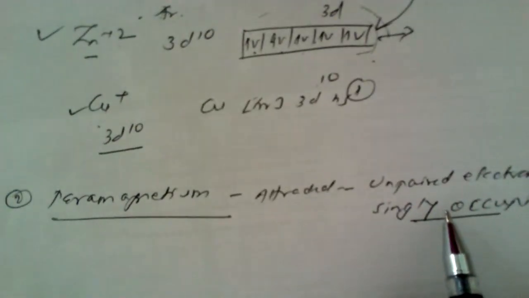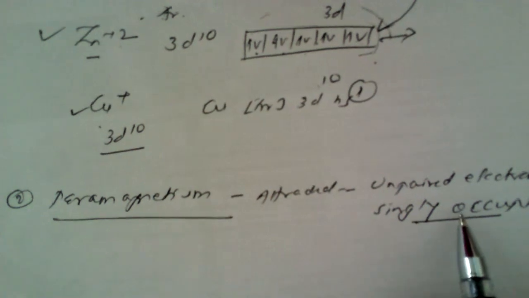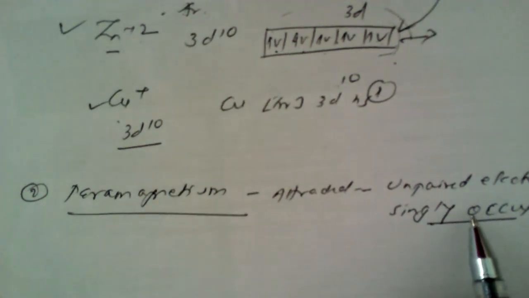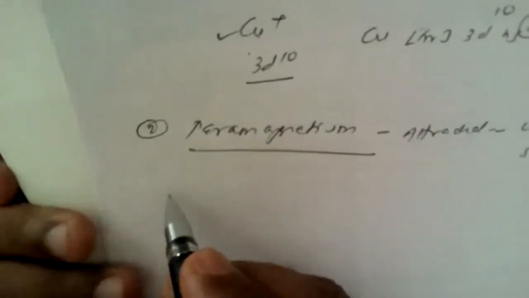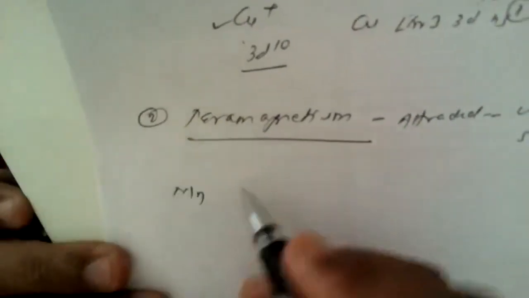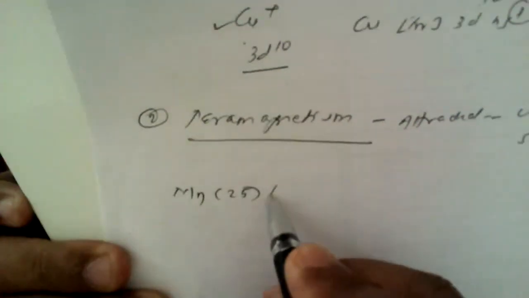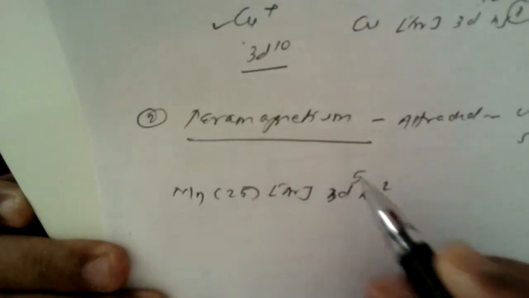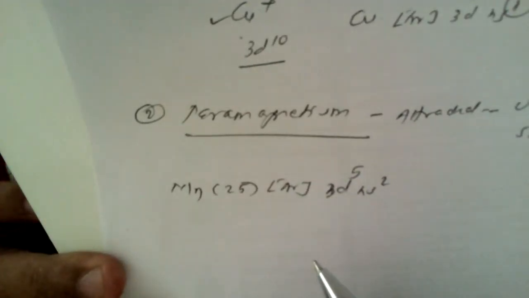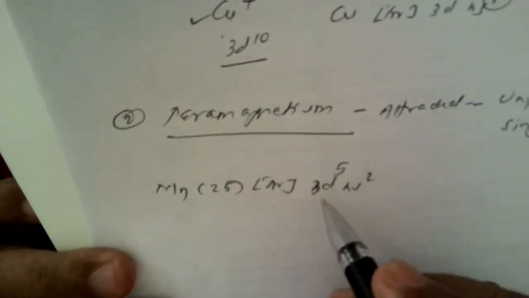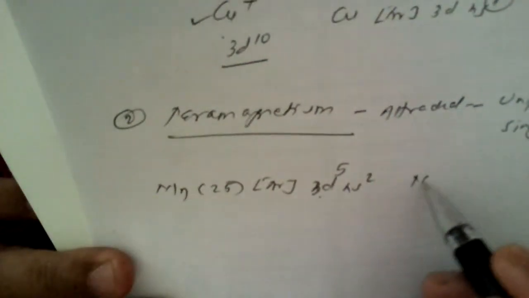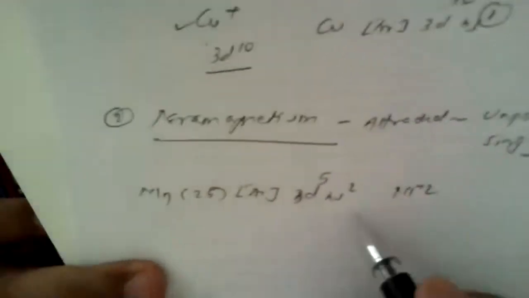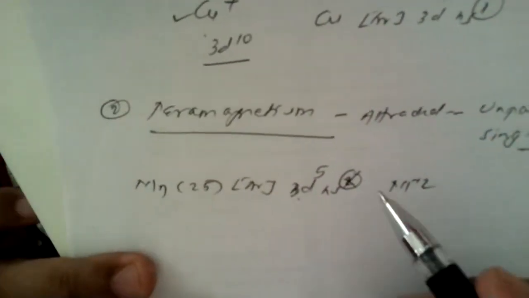Most of the d block elements are paramagnetic in nature because they contain either 1, 2, 3, 4 or 5 unpaired electrons. Say, for example, if we look at the electronic configuration of manganese, manganese is the central element having the electronic configuration 4s2 3d5. This is the electronic configuration of manganese. Now, if manganese shows the +2 oxidation state, then it should lose 2 electrons from 4s.